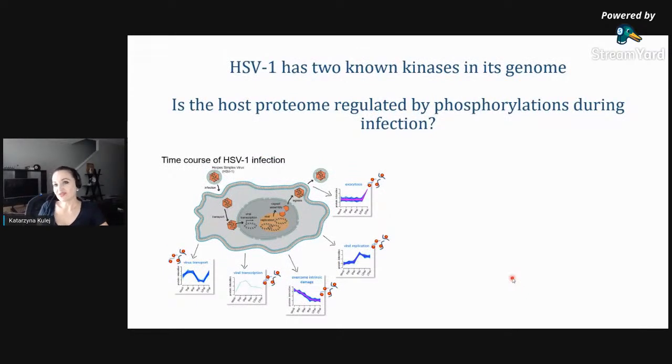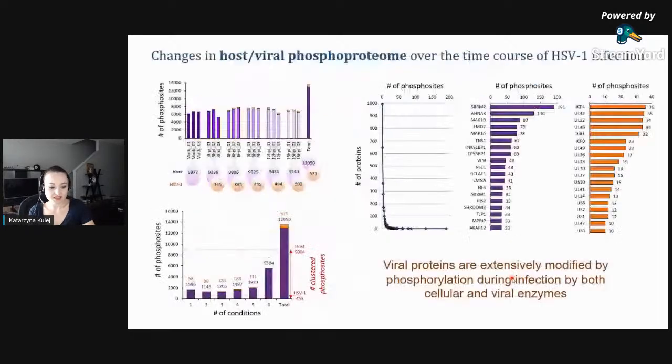So because HSV contains two kinases, we asked what's the role of the phosphorylation in infection. That's the reason why we performed the global phosphoproteome, and in that case as well, we got very nice results. Our depth was pretty large. We identified nearly 12,000 phosphorylation sites on the host proteins and 600 on the viral proteome.